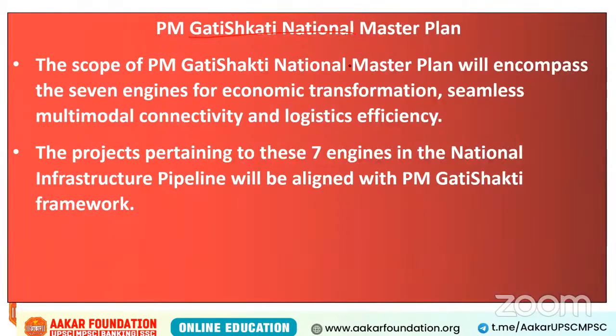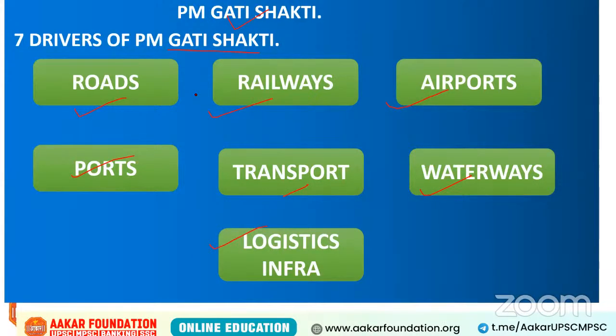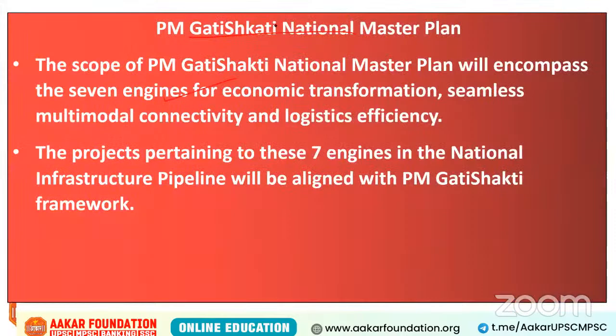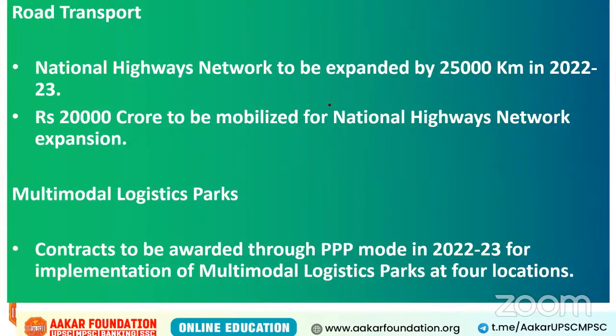The scope of the PM Gati Shakti National Master Plan will encompass the 7 engines. These 7 engines will be incorporated in this National Master Plan, and it will also be aligned with the National Infrastructure Pipeline, so that development can be done in an integrated way. Projects pertaining to the 7 engines in the National Infrastructure Pipeline will be aligned with the PM Gati Shakti framework, for economic transformation, seamless multimodal connectivity, and logistic efficiency.